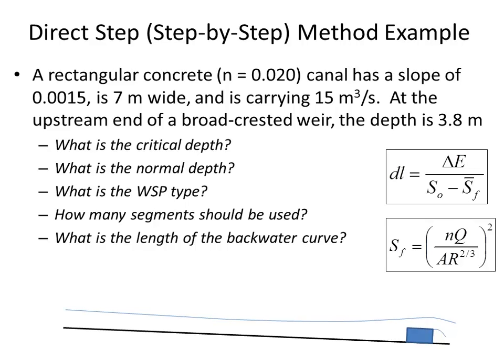If we have 15 cubic meters per second going through a 7-meter wide channel, then the flow per unit width is 15 cubic meters per second divided by 7 meters. We'll square it, divide by g, 9.81 meters per second squared, all of that to the 1/3 power. It gives us a critical depth of 0.7764 meters. All right, normal depth.